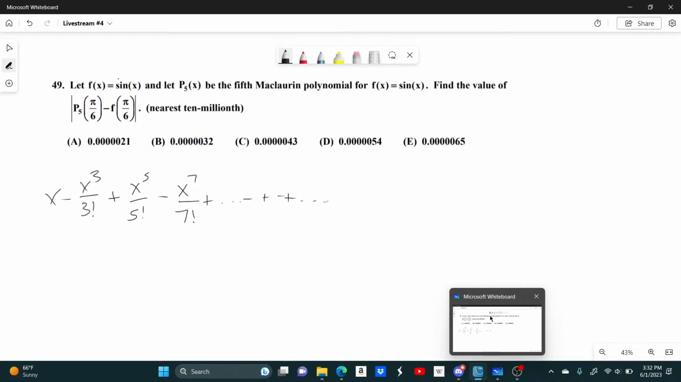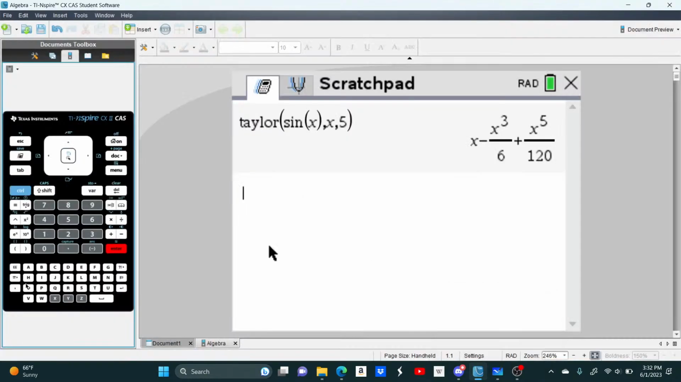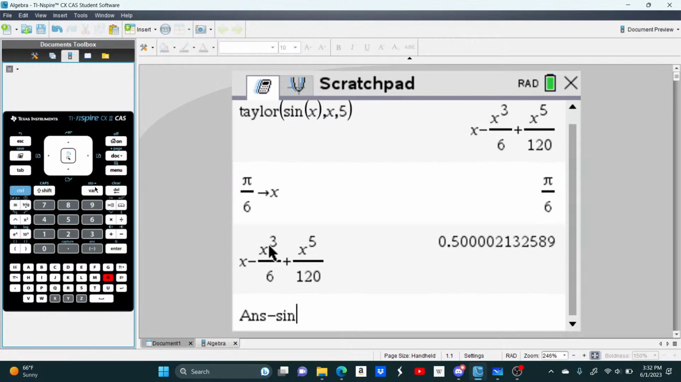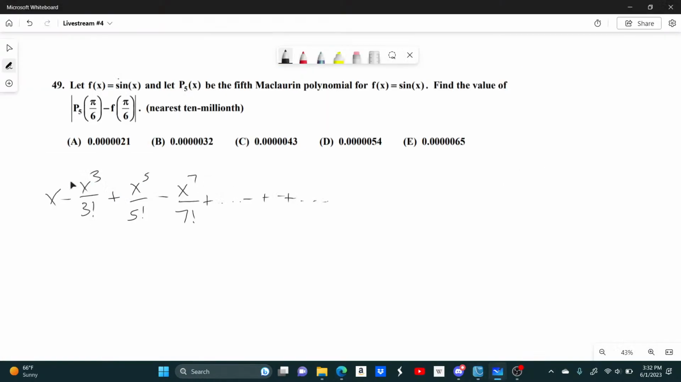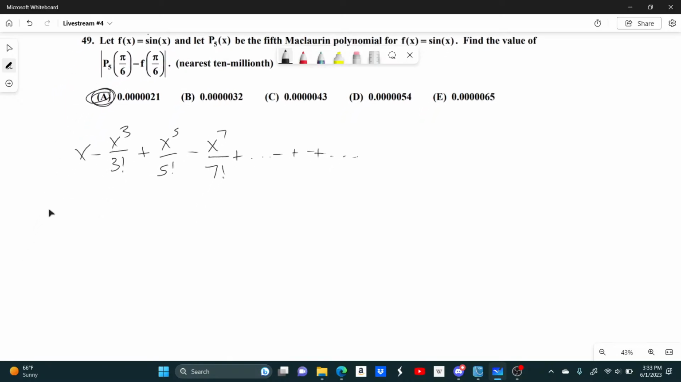So we're basically trying to find the error between using pi over 6 in that equation and using pi over 6 in the sine equation. So if I set pi over 6 to x, evaluate this, and then subtract sine of pi over 6, we get an error that's really small. I'm just going to look at the last few digits. This goes 2, 1, 3, 2, 1. So we get a lot of zeros, but when that happens, don't worry about it, just look right here. And so we get answer choice A.